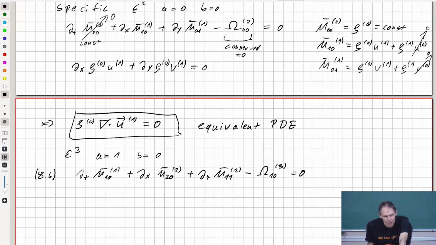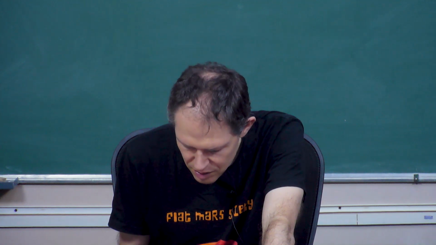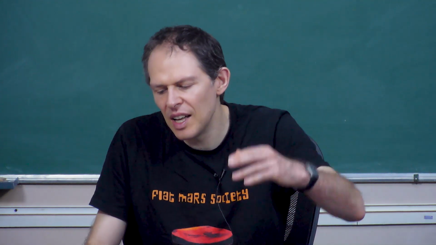Why is u to the power of order 0 equal to 0? Why u and v, I mean. You mean this here? Yes. Because we decide that they are.